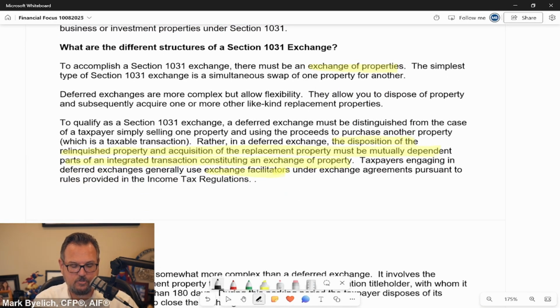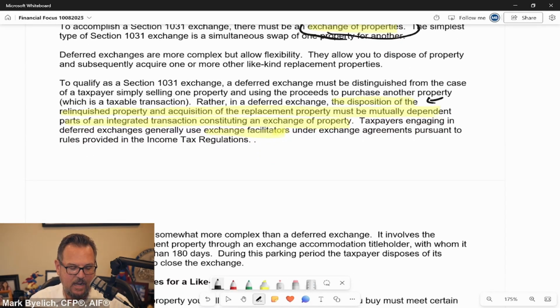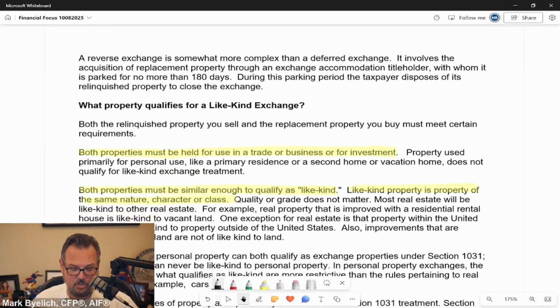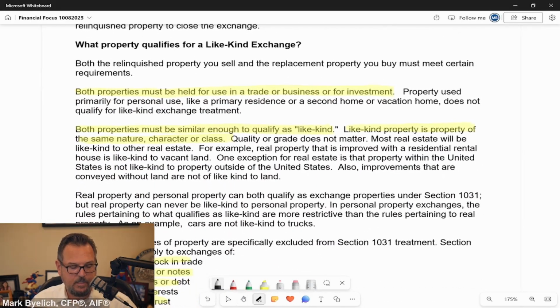What are the different structures? There must be an exchange of properties. You can't take cash. The disposition of the relinquished property and acquisition of the replacement property must be mutually dependent parts of an integrated transaction constituting an exchange of property. There are very strict rules. There are facilitators that do this for a living, and I recommend using those facilitators to make sure that you don't violate it, because if you violate it, what happens? Potentially all your proceeds are subject to tax.